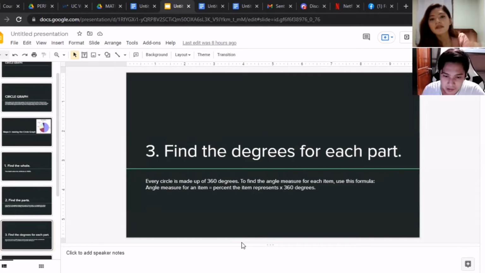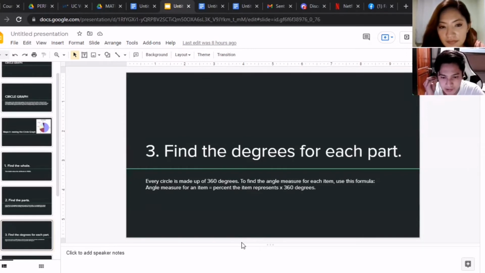Step 3 in making the circle graph. Find the degrees for each part. Every circle is made up of 360 degrees. To find the angle measure for each item, use this formula. Angle measure for an item equals percent the item represents times 360 degrees.